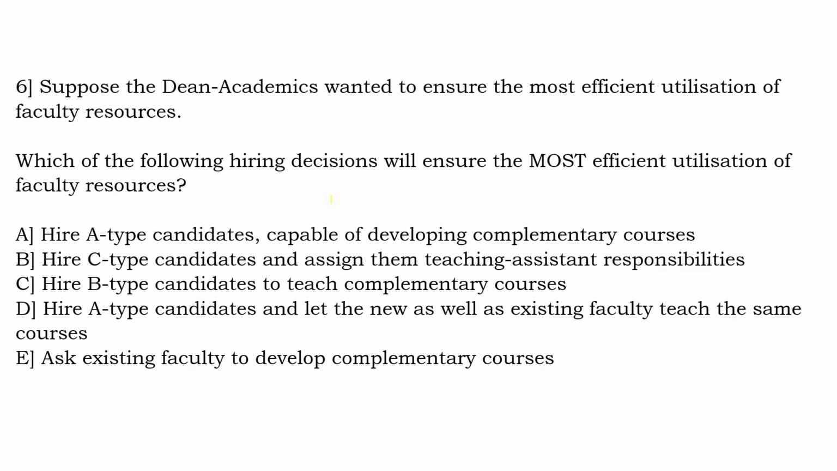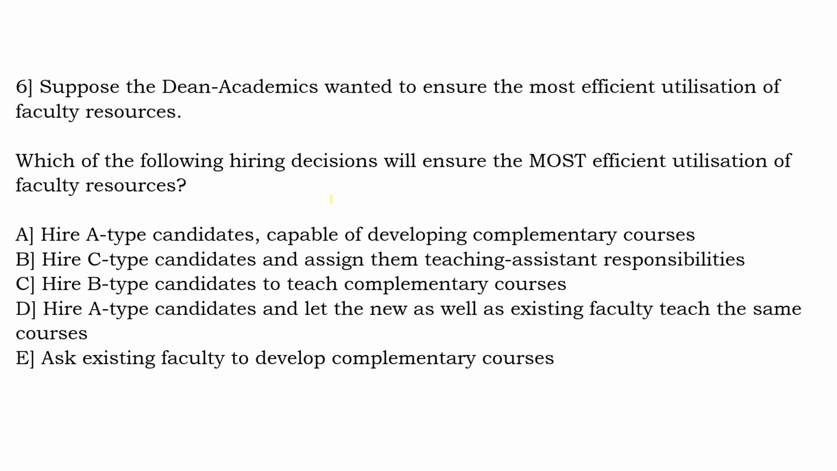Again, suppose the dean academics wanted to ensure the most efficient utilization. So this is almost like the fourth question, where the best recruitment policy was asked. So the same question but in different words. So this is how you save time. If you remember the previous questions and the strategy adopted in the previous questions of a particular passage, that will give you a lot of hint on how to tackle some questions that come up later.